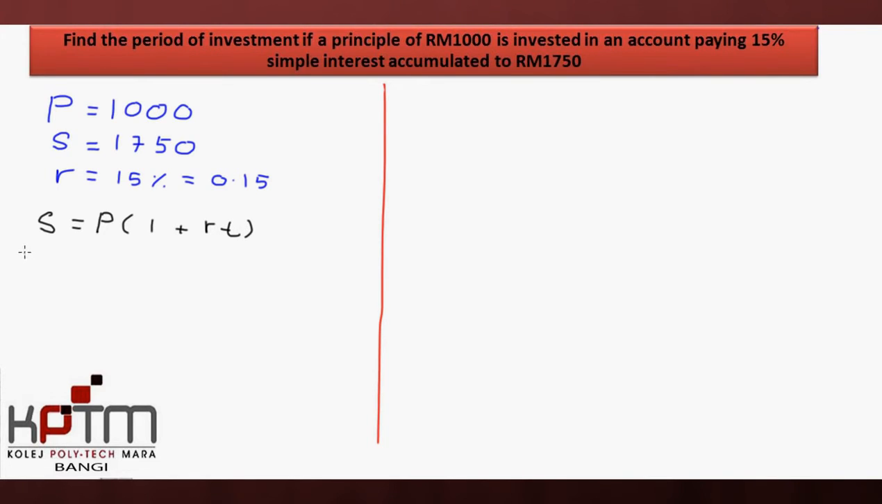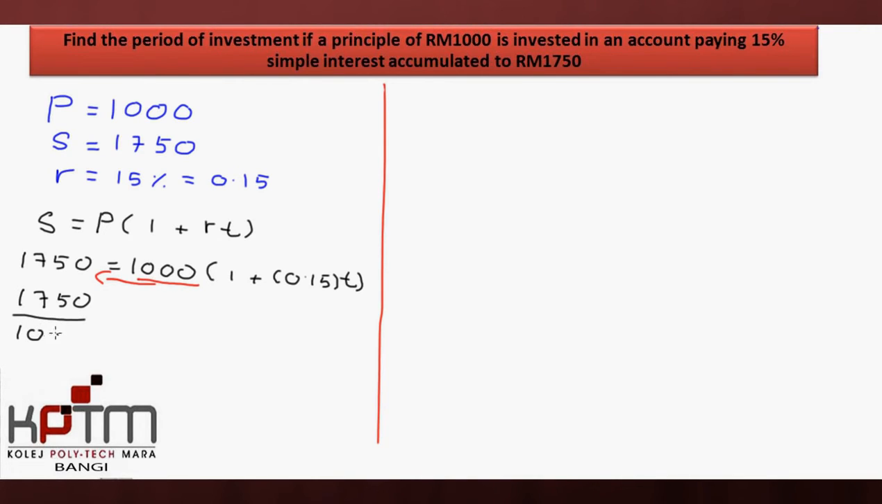Then our S is 1750, P is 1000, 1 plus R is 0.15 times T. Then we bring 1000 to the left. Then we have 1750 divided by 1000 equals 1 plus 0.15t.